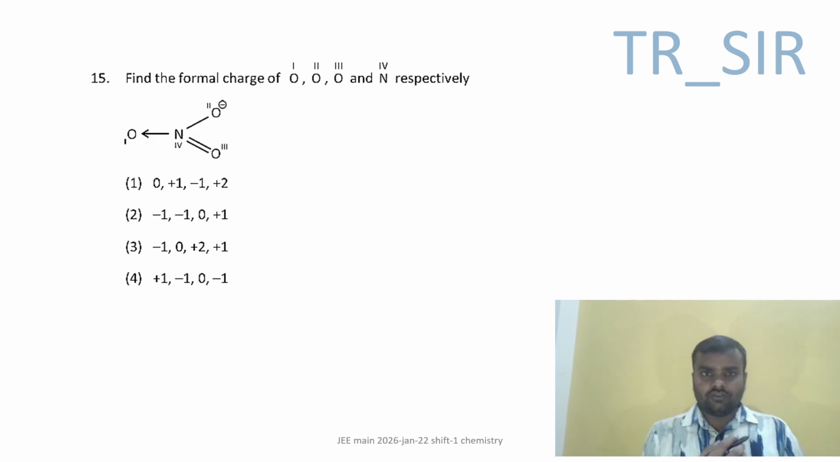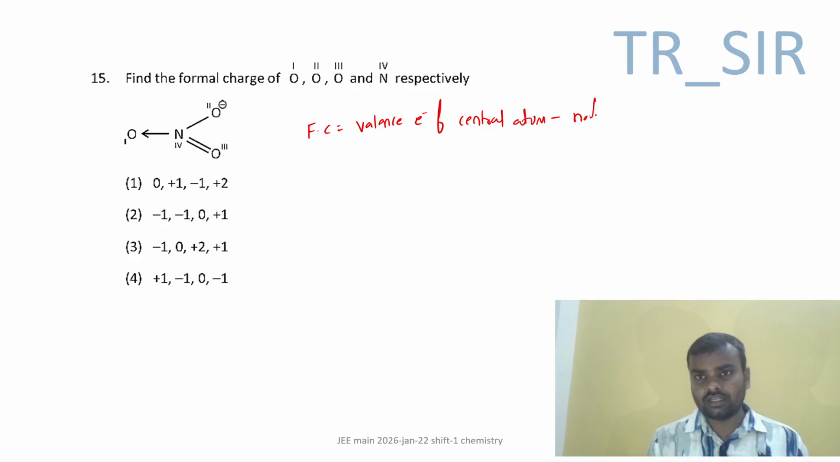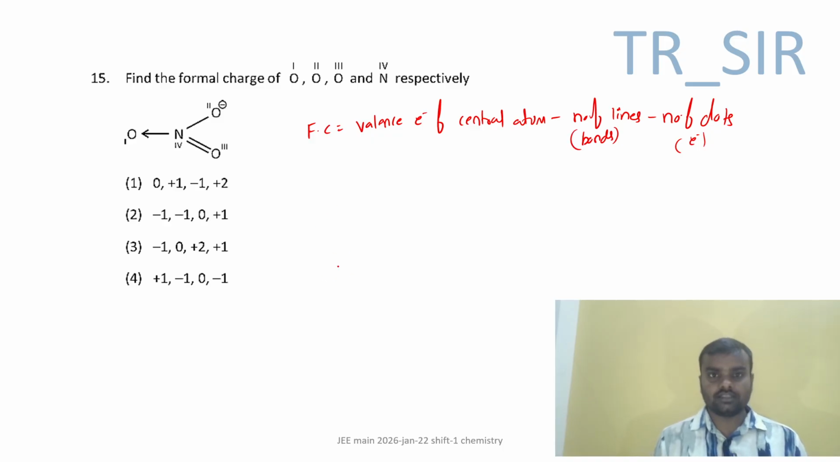Find the formal charge of oxygen 1, oxygen 2, oxygen 3 and nitrogen 4. This is a chemical bonding question. For the formal charge formula, what can you use? Valence electrons of central atom minus number of lines minus number of dots. Dots means electrons, lines means bonds. Use this formula and we'll get the answer easily.